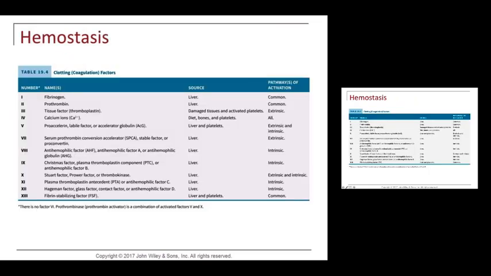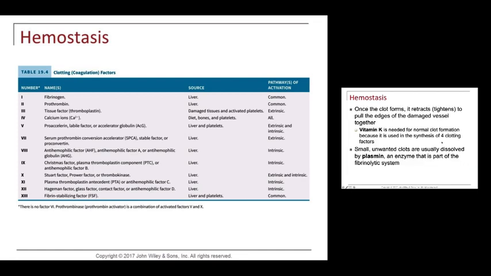So you can see some of the clotting factors that are involved here. You have fibrinogen, the source, the liver produces it. Prothrombin, again, the liver produces it. Calcium comes from the diet, it comes from the bones, comes from platelets. Then we have Christmas factor, interesting name, also produced by the liver. And this just tells you if it's the extrinsic or intrinsic pathway that it's used in. Okay.